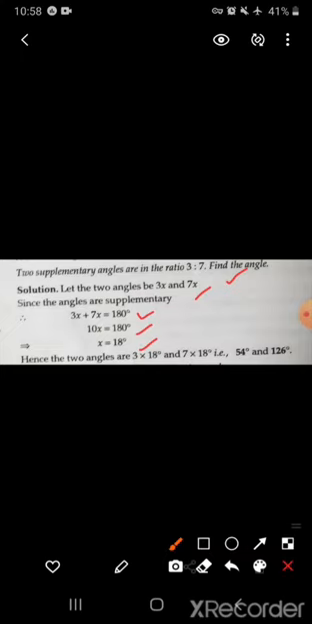Hence the two angles are 3 multiplied by 18, 54 degrees, and 7 multiplied by 18, 126 degrees. So the respective angles are 54 degrees and 126 degrees. Note it down.